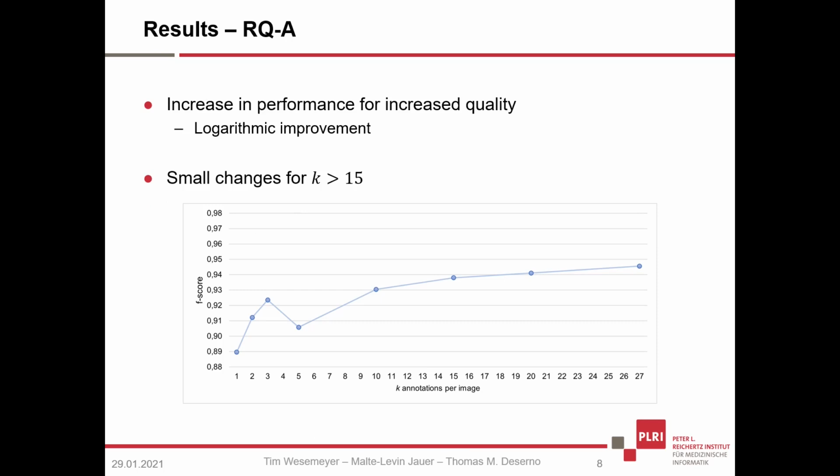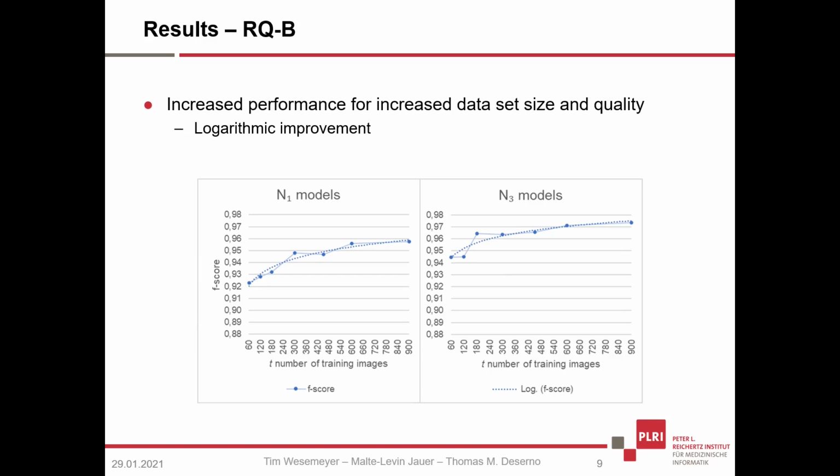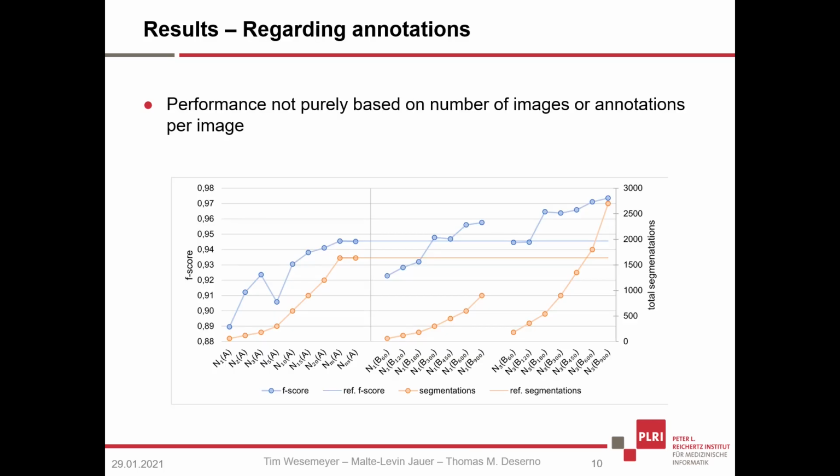As expected, we saw an increase in segmentation performance for models using higher quality annotations, but with just small improvements above 15 annotations per image. While we see a logarithmic improvement for models of RQB using more images for training, additionally we observe a rise in performance when using higher quality annotations. Though there is no direct dependence on number of images or quality level alone. In consequence of that, we looked at the number of used user annotations. While we see that the best and the worst result are performed by models using the most and the least annotations, there's still room for improvement in between.